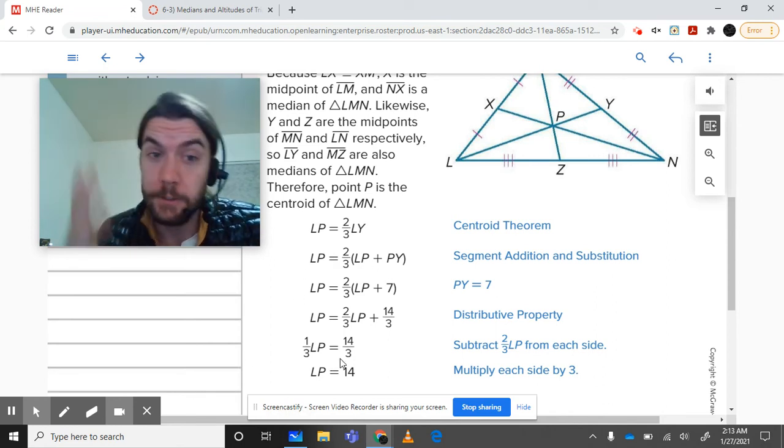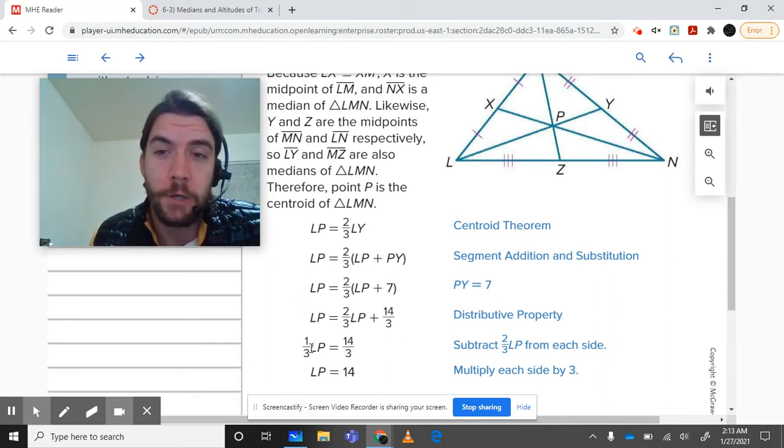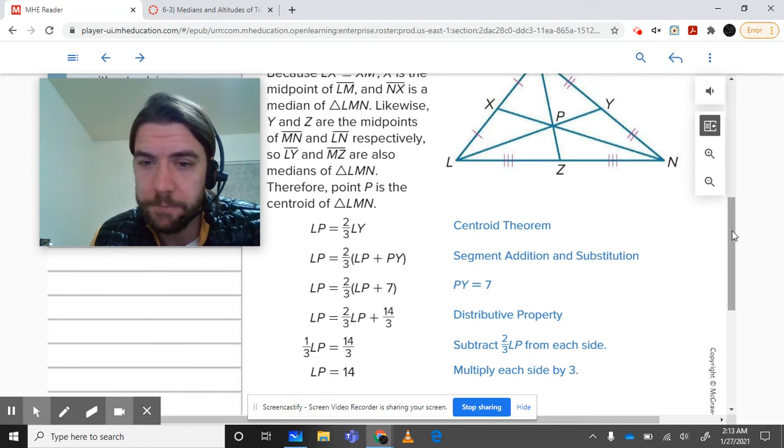Now that's obviously, in my estimation, a much longer way to do this than is necessary. For me, I would just say that this piece is going to be twice as big as that one, and they told me how big that one was.